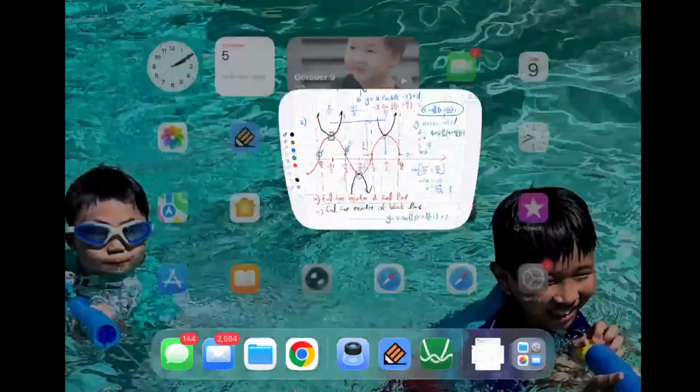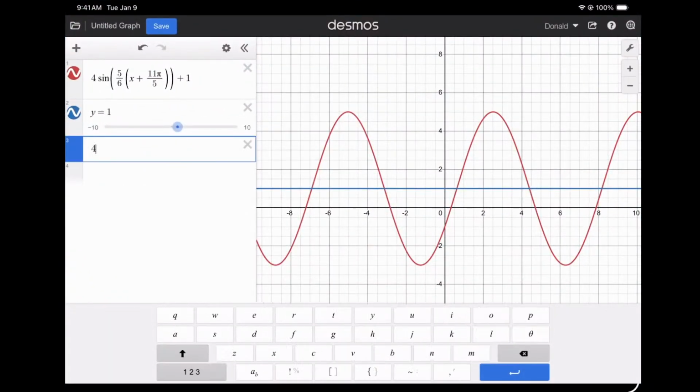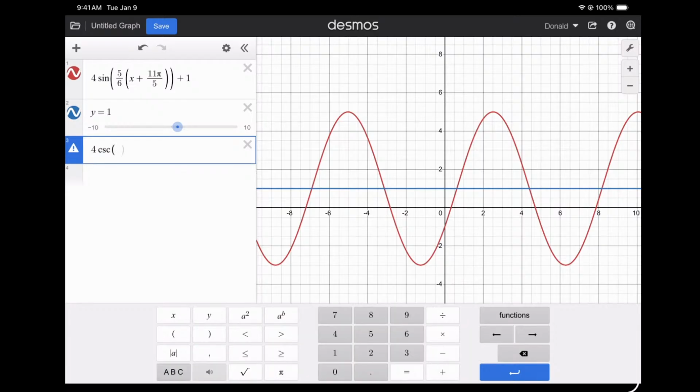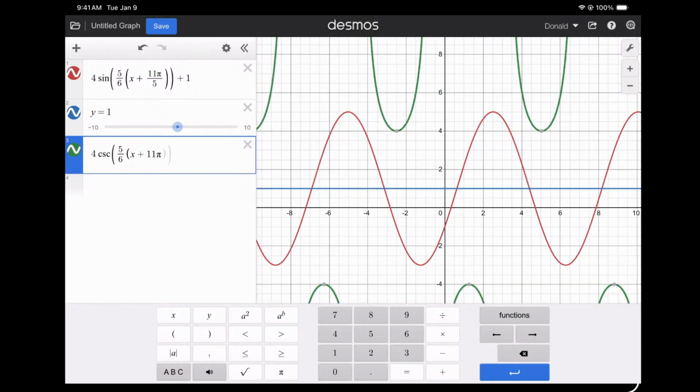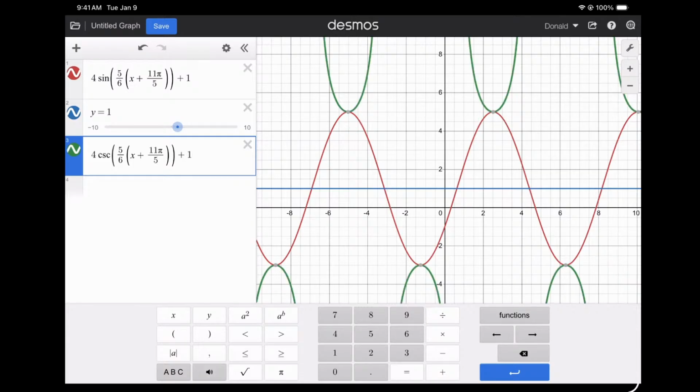If you don't believe me, I'm going to show you. CSC, got it? Of 5 over 6. Got it? Parenthesis, sorry, there's the parenthesis here. And the x plus 11 pi over 5. And the parenthesis plus 1. And there we go. That's the graph I want.